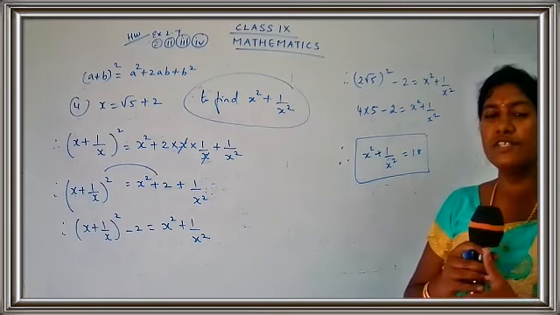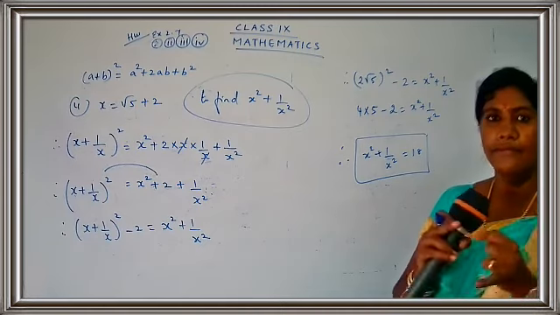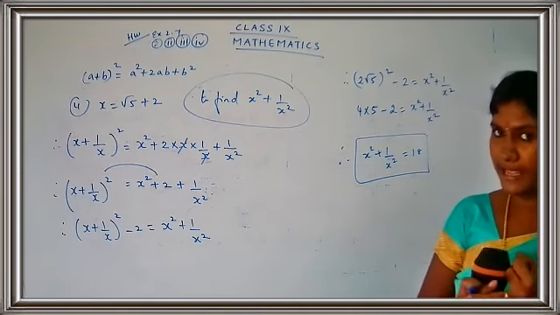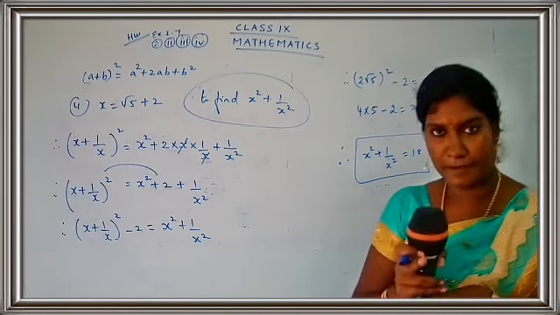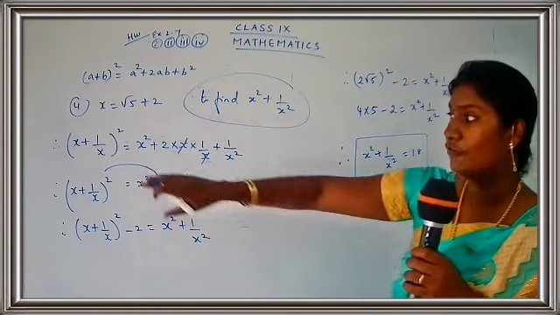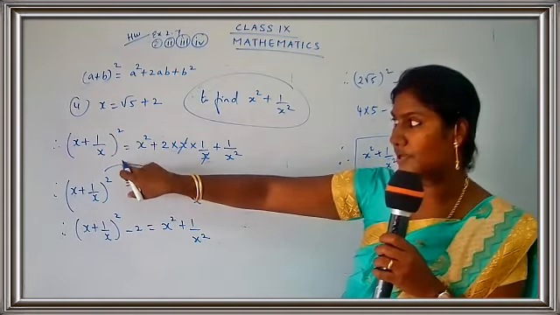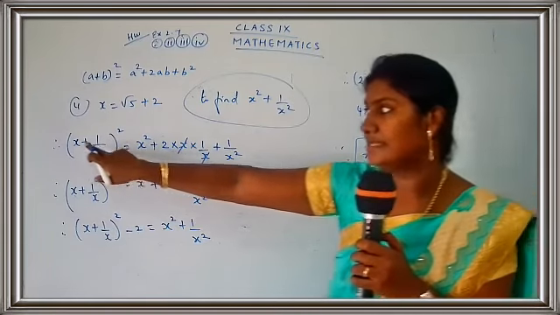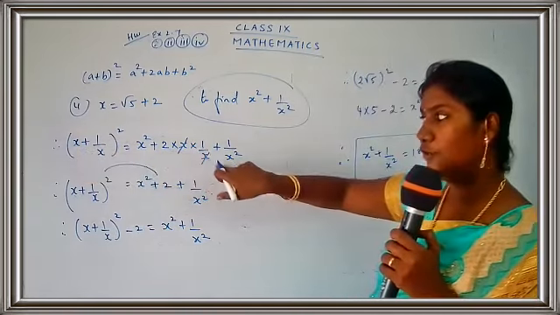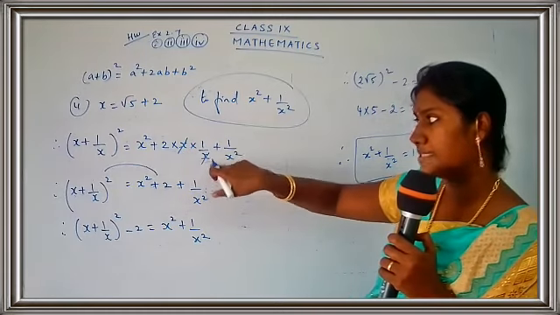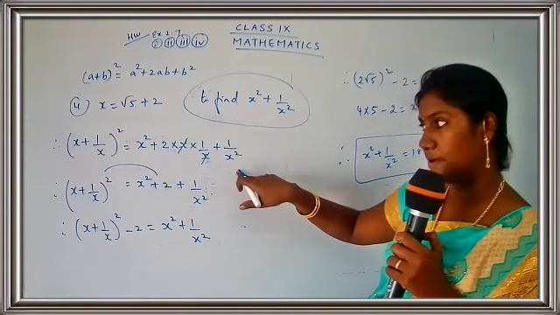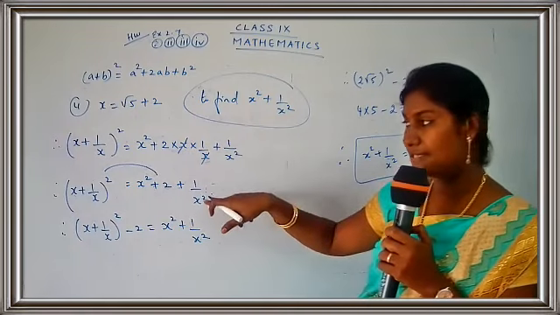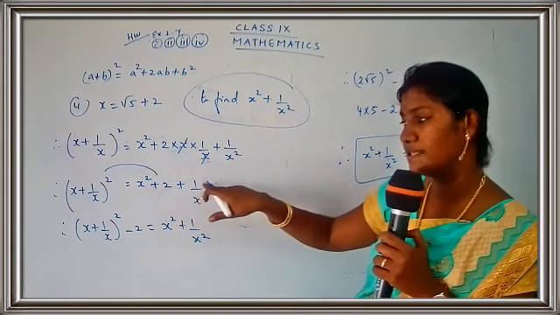Here the steps are simple. Only the thing is you have to apply many steps over here. We were given x. We found 1 by x. Then we added x and 1 by x. Then we applied the formula for x plus 1 by x the whole square. What is the formula? a square, that is x square, plus 2 into a into b, that is 2 into x into 1 by x, plus b square, that is 1 by x square. So x and x get cancelled, and what is left here is x square plus 2 plus 1 by x square.